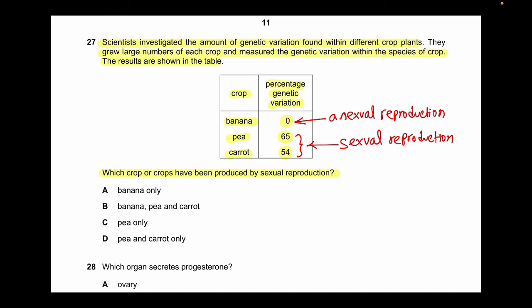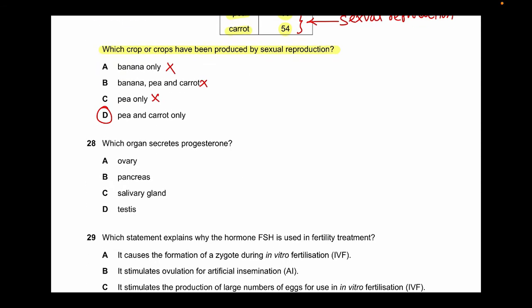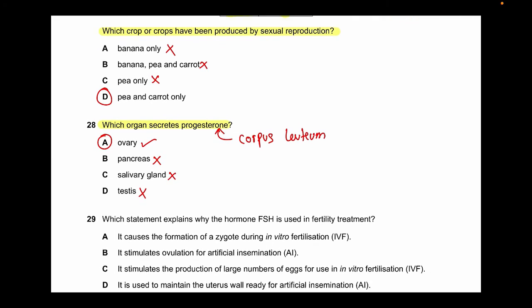So, option A, banana only, wrong. Banana options are definitely going to be wrong. Pea only, no. Pea and carrot only, yes. So option D is the correct answer. Which organ secretes progesterone? We know that progesterone is basically released by the corpus luteum. The corpus luteum is found in the ovary, so definitely ovary. Pancreas releases digestive enzymes, salivary gland releases amylase, and testes release testosterone. So they are all wrong options.